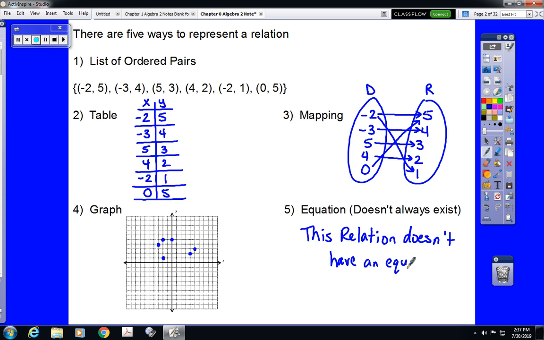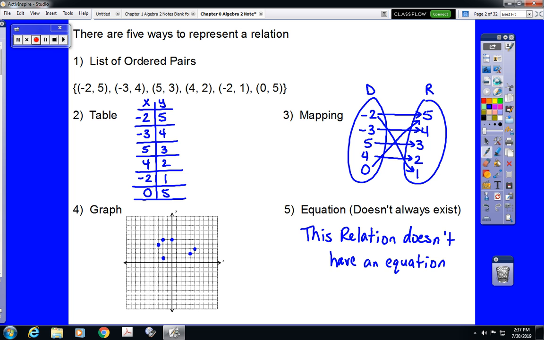an equation. In fact, most discrete relations that aren't connected on the graph don't have an equation. I'm not going to say all, because sometimes they do, but most of the time they don't. And we're not going to often deal with an equation in this section, but when we get further into Algebra 2, we will be dealing with continuous relations, so we will need to understand that an equation could be used to represent a relation if it's not a function.